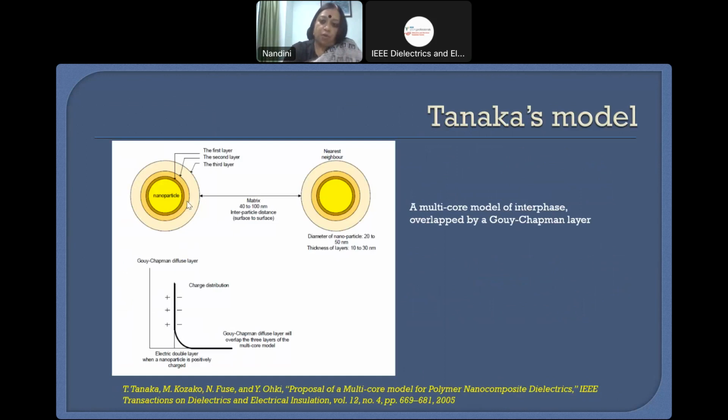Then we have the more popular Tanaka's model, which is a multi-core model. Here he says that around the particle, there are three layers. In the first layer, the polymer is very tightly bound. In the second layer, it is not that tightly bound, but even then the polymer chain is restricted. Whereas in the third layer, they are comparatively freer to move around.